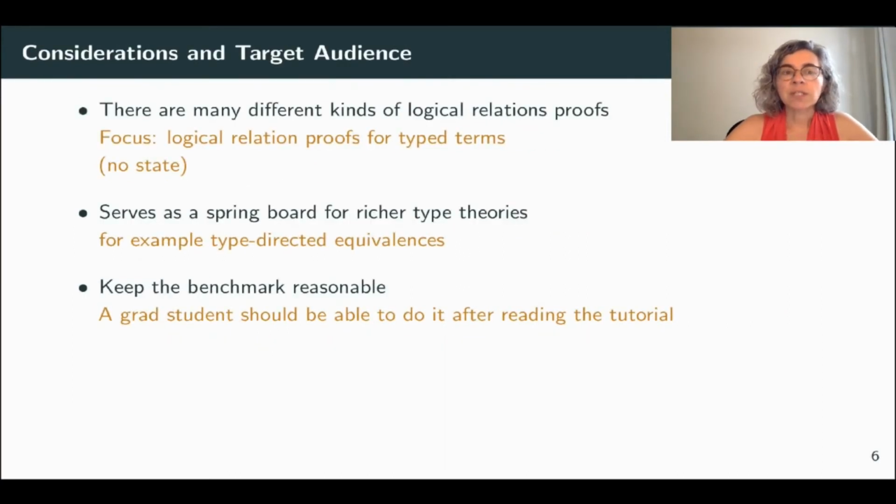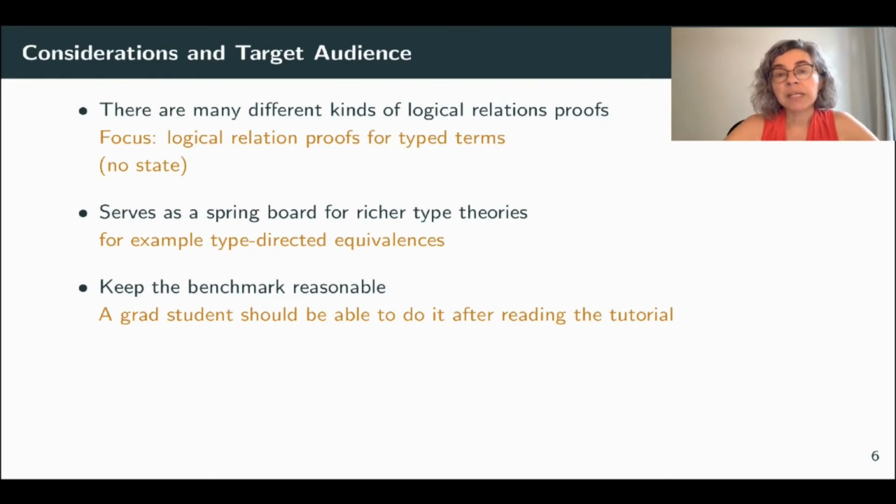Now, I also want to mention some considerations that went into choosing this particular benchmark, because there are, of course, many different kinds of logical relation proofs and Kripke-style logical relation proofs. In particular, they've been very popular for reasoning about concurrent and imperative programs, where we reason about memory extensions rather than typing context extensions. Nevertheless, we focus here on logical relations proofs for typed terms, the simply typed lambda calculus, no state, but we believe that this is a good springboard for richer theories, in particular dependent type theories.